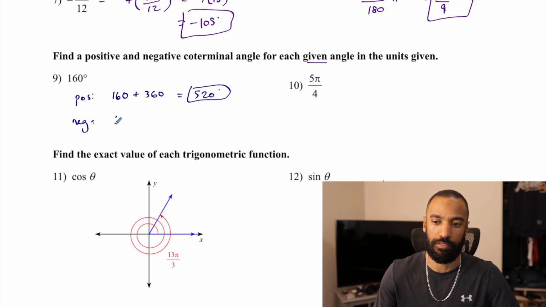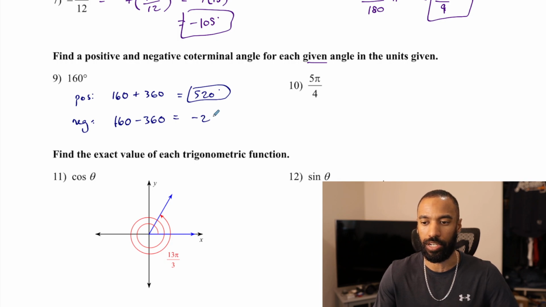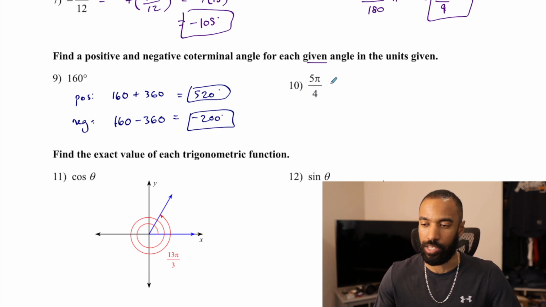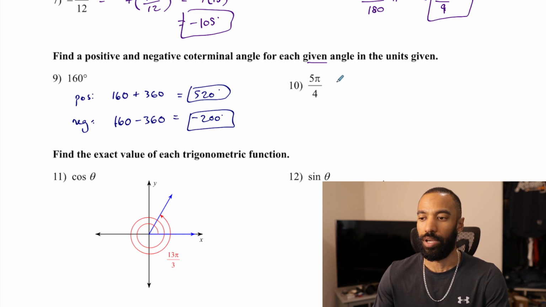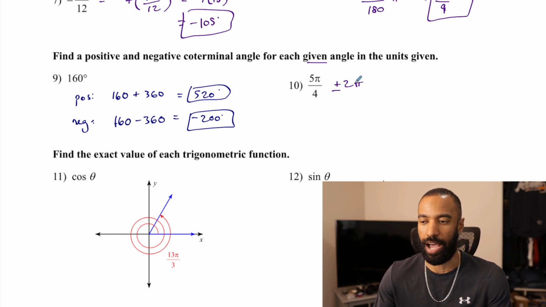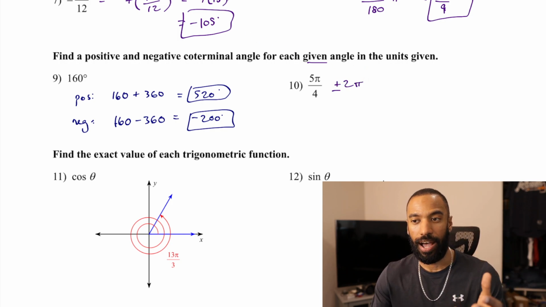A negative version of this is subtracting 360 from here. So when they said in the units given, keep these in degrees as we started in degrees, and that's going to be negative 200. When we do the radians right here, we are going to add and subtract 2 pi from here.